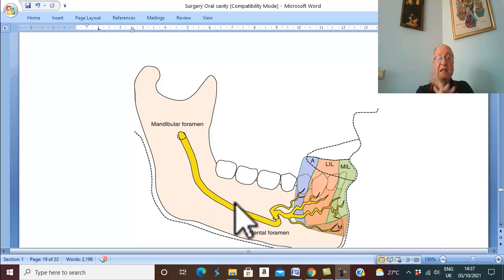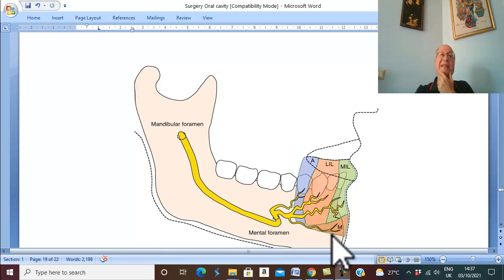Therefore, the aim of mandibulectomy is at least removal of a part of the mandible from the mandibular foramen to the mental foramen to remove this canal, the mandibular canal or inferior alveolar canal, which surely contains malignant cells. If the tumor is large, we should remove half of the mandible. Hemimandibulectomy.